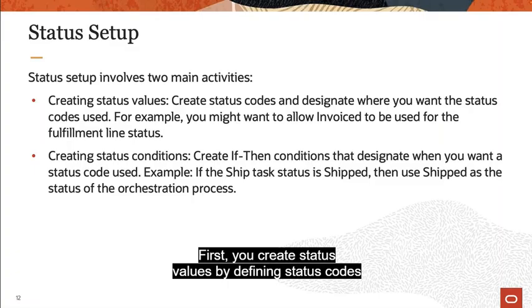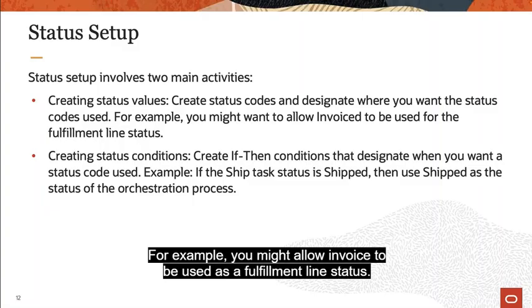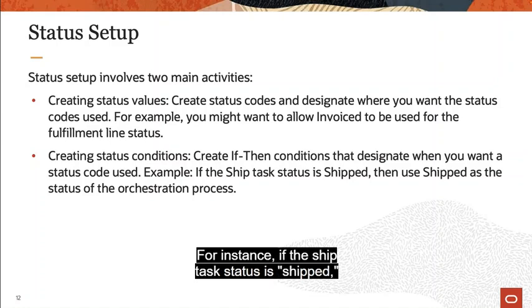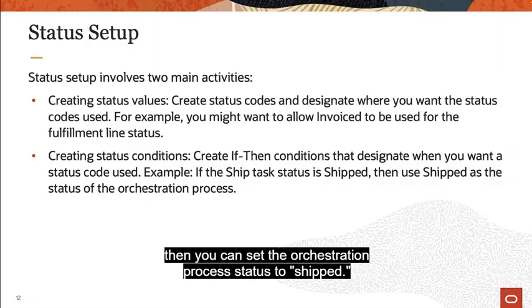First, you create status values by defining status codes and specifying where each code can be used. For example, you might allow invoiced to be used as a fulfillment line status. Second, you create status conditions by defining simple if-then rules that control when a status is applied. For instance, if the ship task status is shipped, then you can set the orchestration process status to shipped.